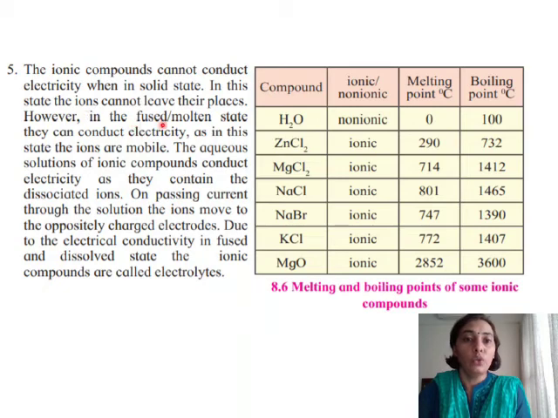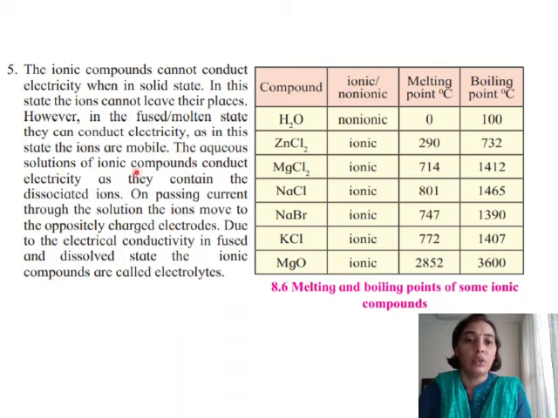However, in fused or molten state, they can conduct electricity, as in this state the ions are mobile. The fused or molten state is a stage somewhere between solid and liquid. In this state they can conduct electricity, because now the ions can become mobile, they can move.